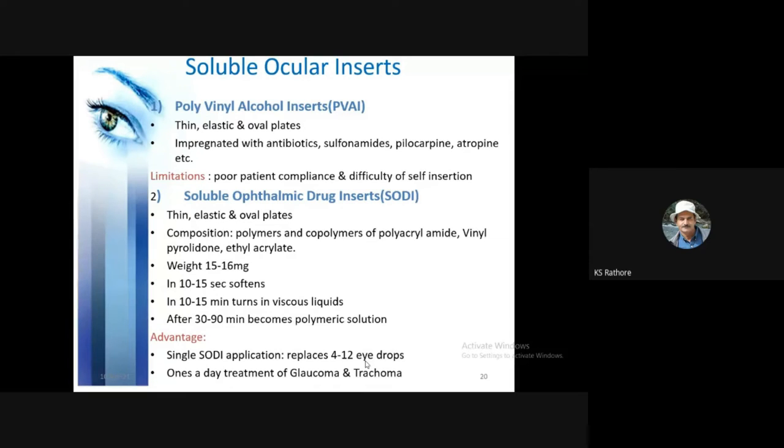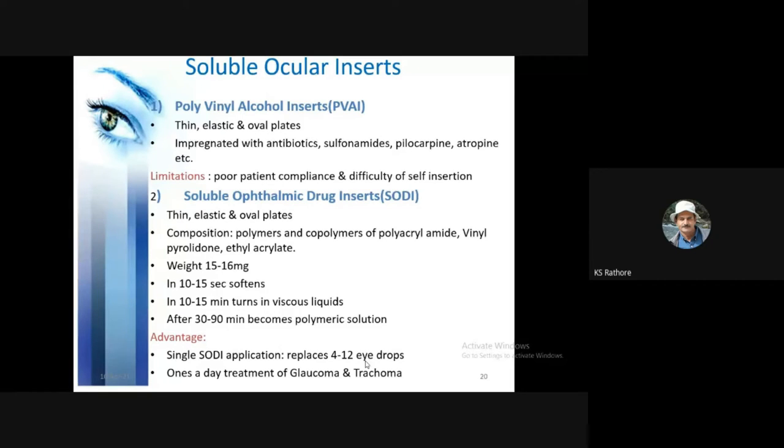Soluble ocular inserts are made up of polyvinyl alcohol inserts. These are very thin, elastic in nature, and oval or sometimes plate shaped. They are impregnated with antibiotics, sulfonamides, pilocarpine, or atropine. Different kinds of PVAI are available in the market. They increase bioavailability many folds, but there are limitations like poor patient compliance and difficulty of self-insertion; a skilled person is required to insert this kind of insert.